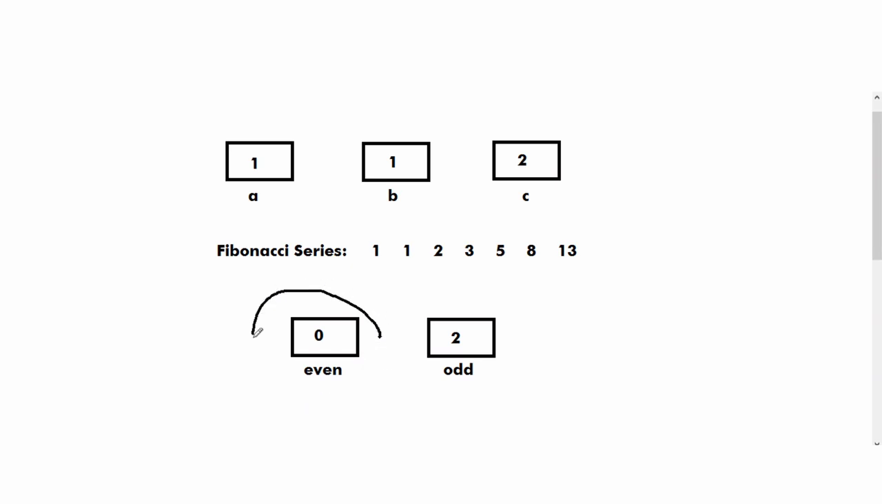Now let's talk about how we will count the number of even and odd numbers in this series. As you can see, I have taken variables even and odd, and I have initialized odd with 2 and even with 0. Why have I taken the value of odd as 2? Because as given in the question, our series is going to have at least 5 terms and maximum 20 terms.